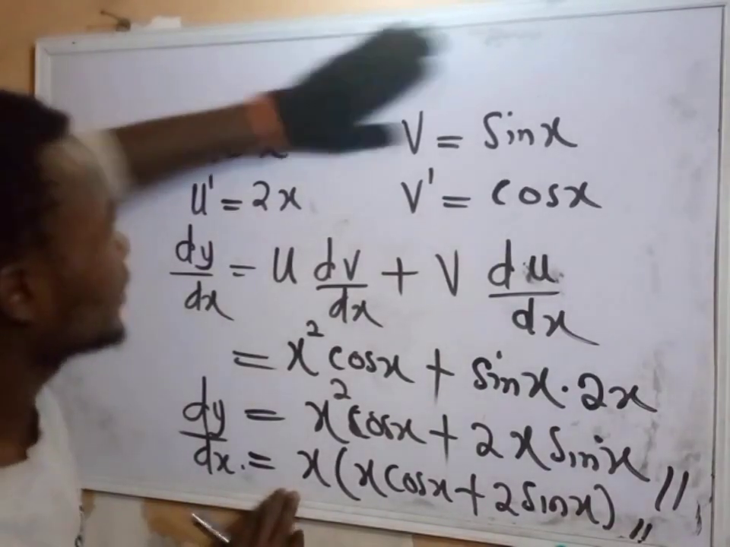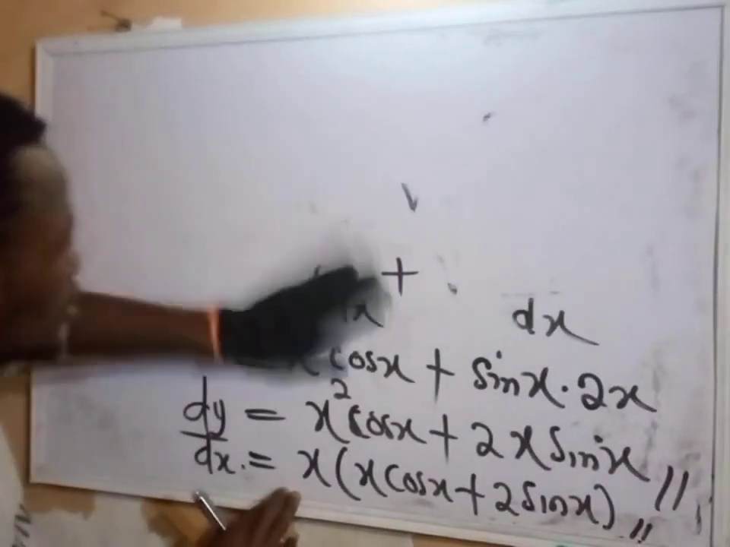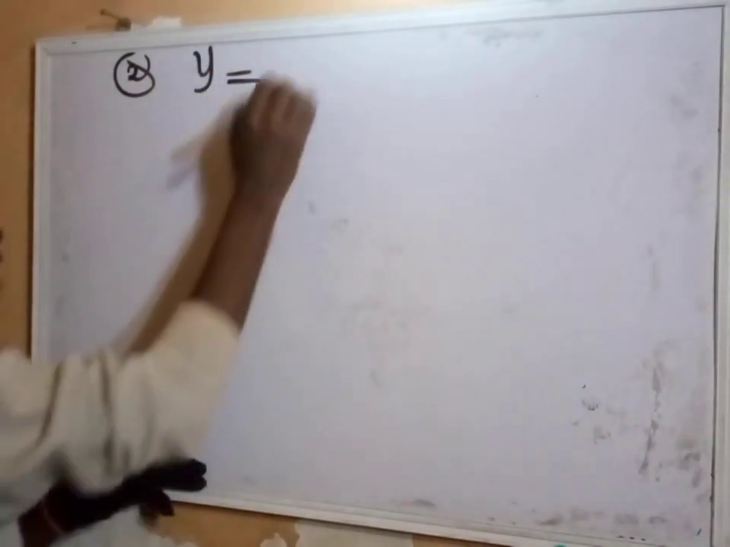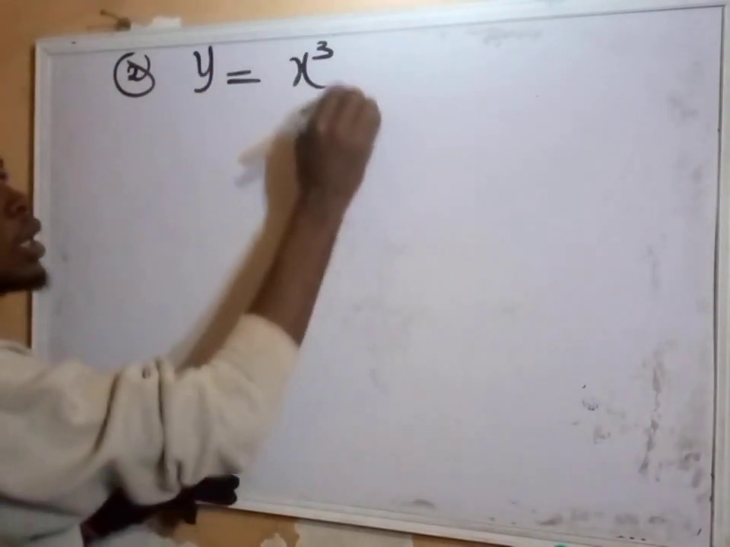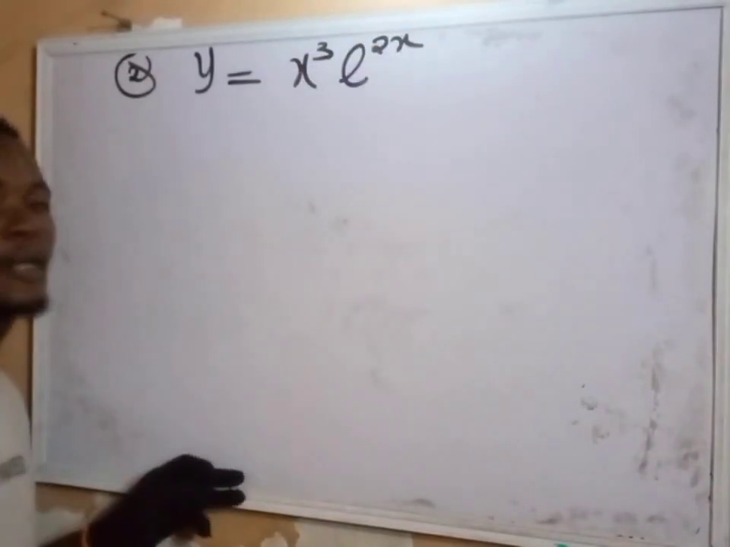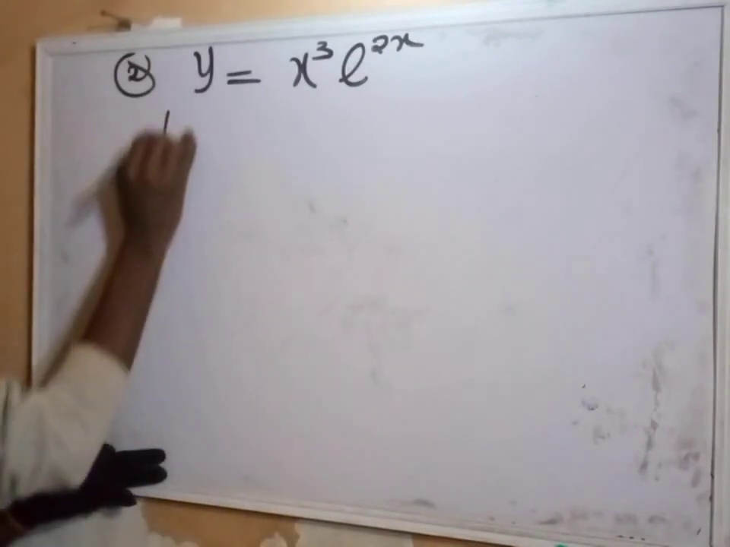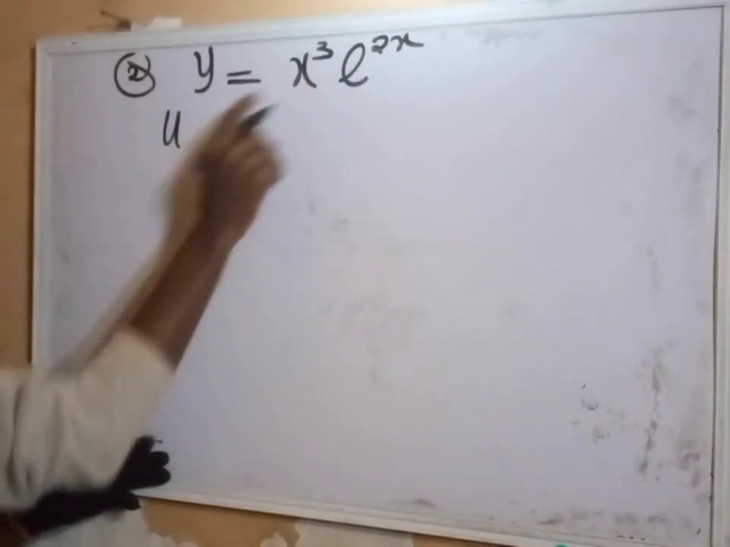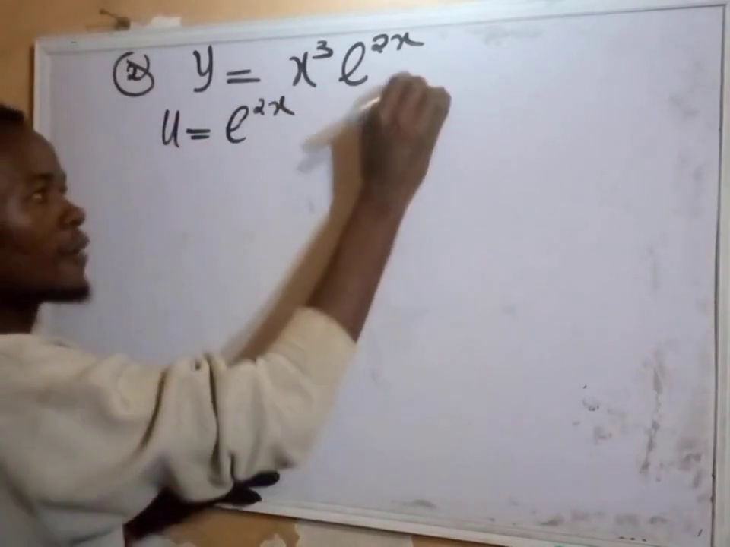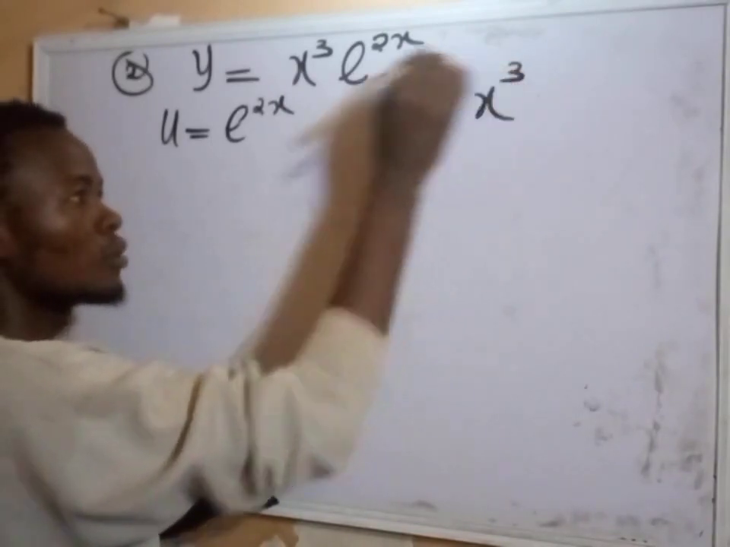So suppose we are given the product rule of the exponential and the polynomial function. So let's see example 2. Suppose we have y equals x raised to the power of 3 exponential of 2x. So to do this, still the same thing. I'm letting this one be u now, so I will take this one to be v. If u equals exponential 2x and v equals x raised to the power of 3.